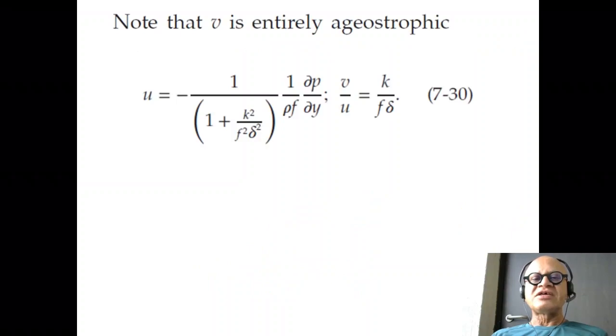So it is entirely ageostrophic, and u can be written as minus 1 over 1 plus k squared over f squared delta squared, times 1 over rho f dp dy. Don't worry about the particular form because this is just an idealized simple example to show that there are dependencies on drag coefficient and the boundary layer height as well as rotation, okay, in the u direction because of the choice we made for the x-axis. And the ratio of v over u is k over f delta.